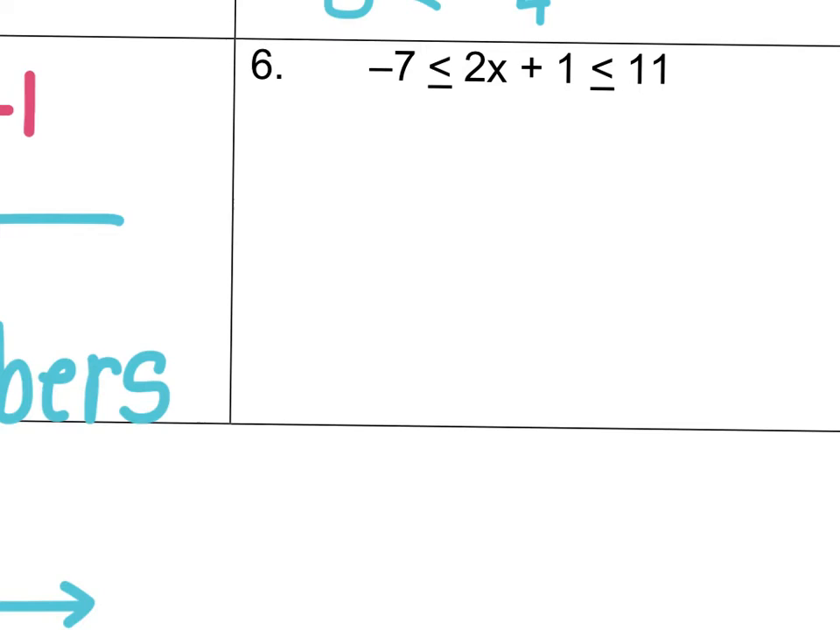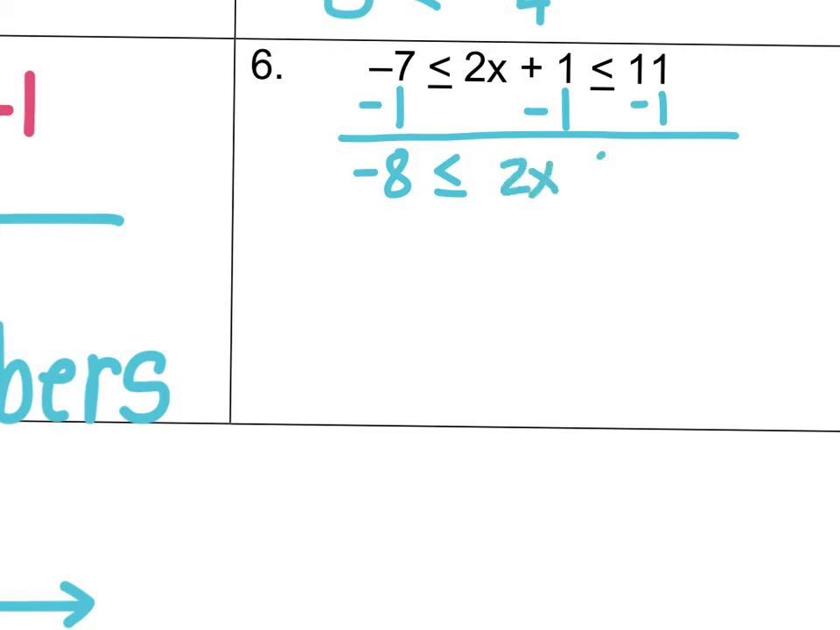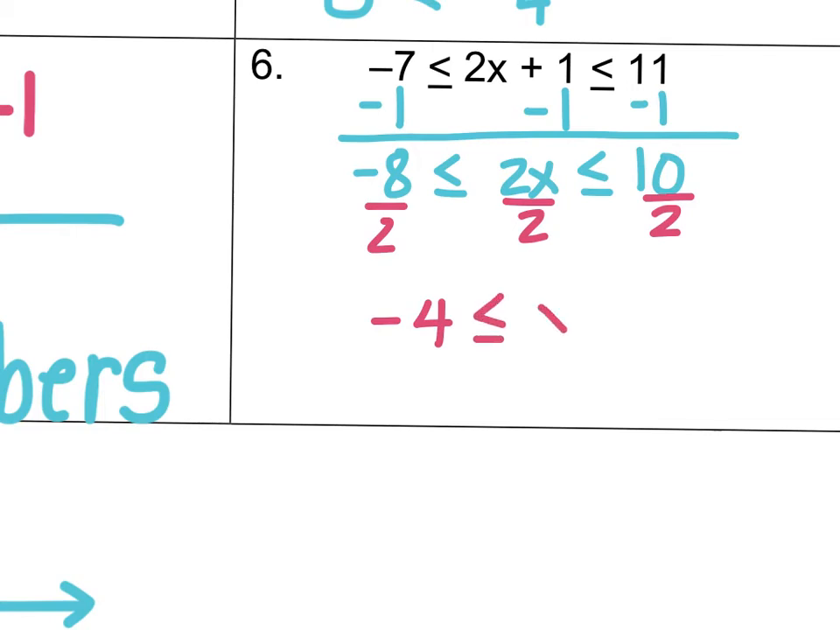On number 6, it's one of those ones where we have two inequalities, so we have to remember to do everything to all sides of the inequalities. On this side, it'll be -8 is less than or equal to 2x, which is less than or equal to 10. We'll continue solving by dividing by 2, and we'll have -4 is less than or equal to x, which is less than or equal to 5.